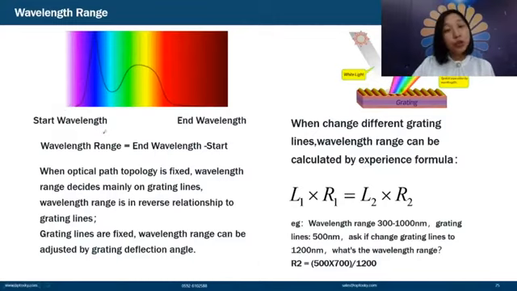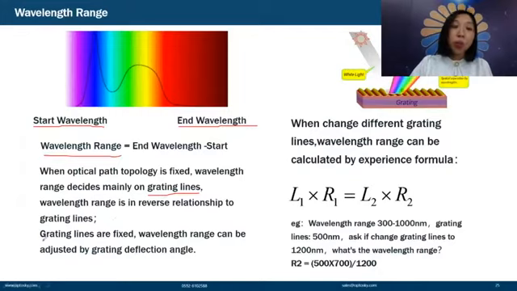Firstly, we have to refer to the wavelength range formula. We use the start wavelength to divide the end wavelength. When the optical path topology is fixed, the wavelength range is mainly decided by the grating lines. So the more grating lines, the narrower the wavelength range.